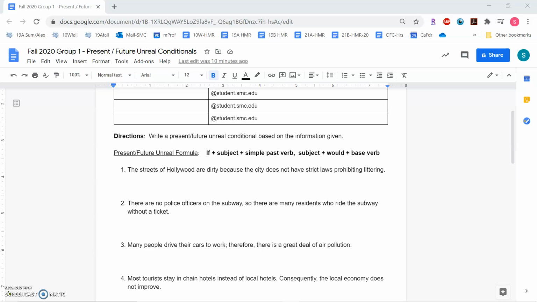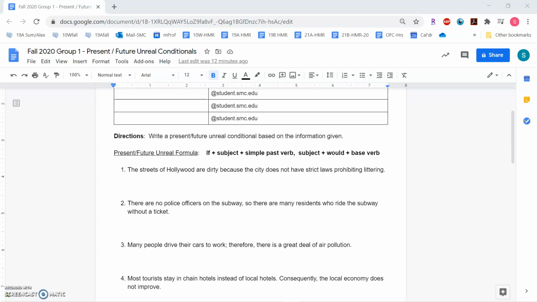And one note for your studying is that it can help to memorize all of these conditional formulas at the beginning, especially the formulas for the unreal conditionals, because they are unique. And with practice, you can become fluent with all of them.